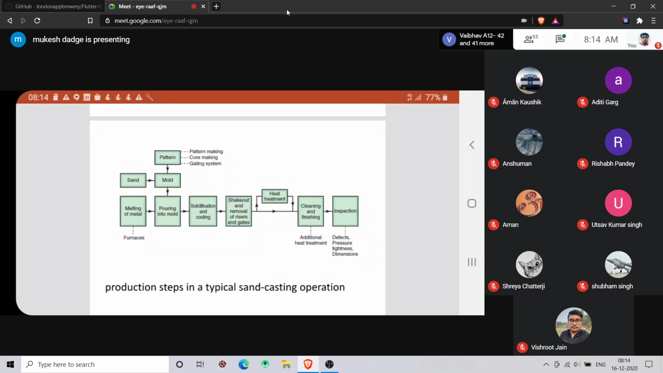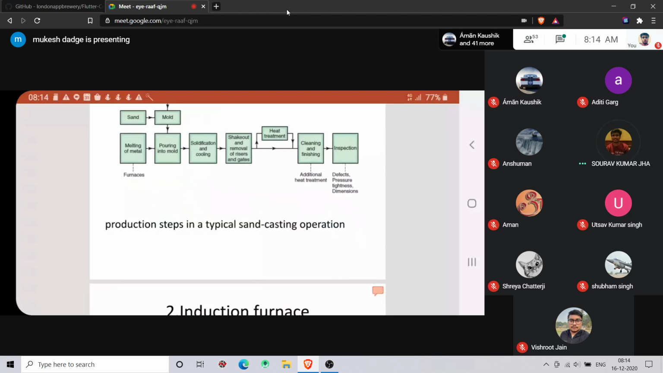So the mold, you can see the word MOLD or MOULD. Both words are the same. MOLD is used in US industry. MOULD is used in UK industries. So in India, generally they are using MOULD. So this diagram I have taken from the Kalpakjian book.